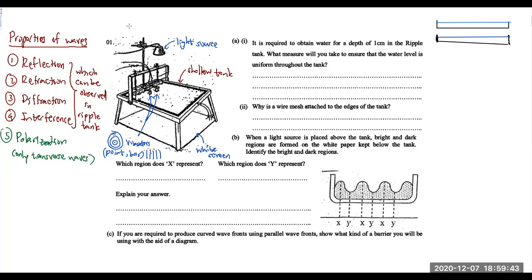One more thing I forgot to mention, the material of the bottom of the ripple tank or the shallow tank, this bottom part will be made of glass. Why is that? Because we want the projection of those waves. We want to see the reflection of those waves on this screen. That's the important thing. If it is not a transparent material, then we won't be able to see the waves at the bottom. So we make sure that the bottom part is transparent.